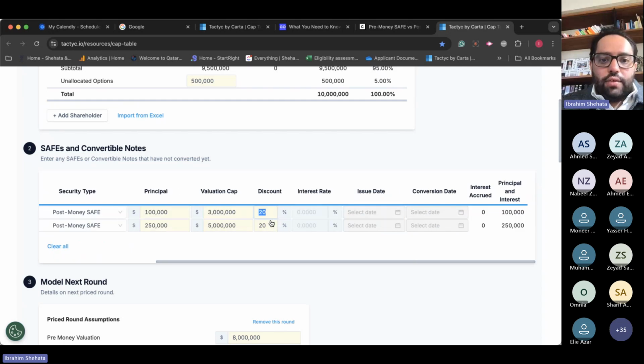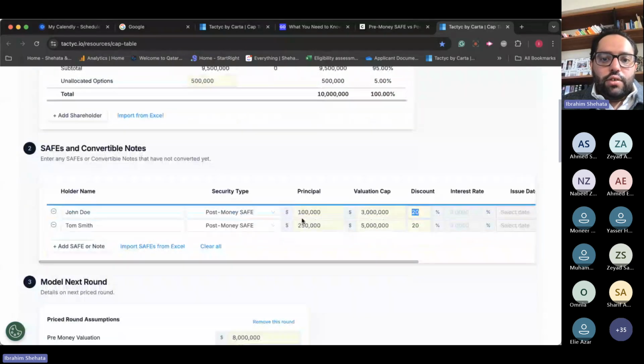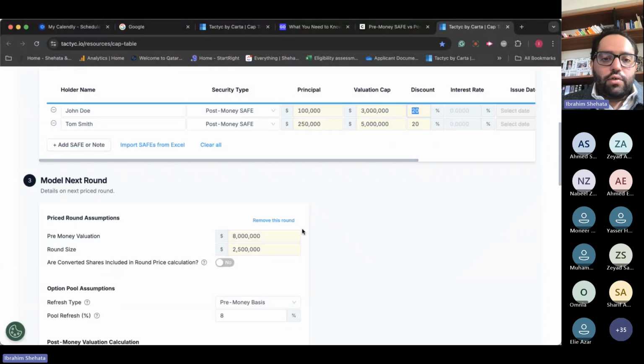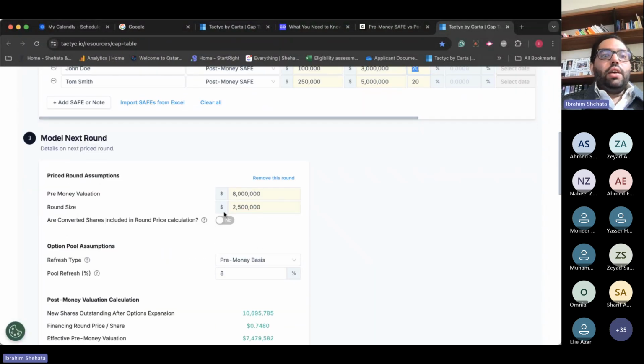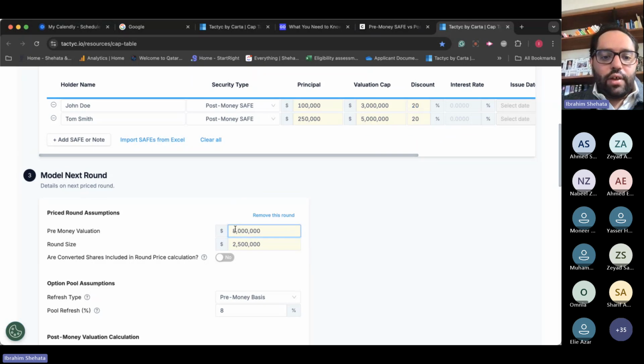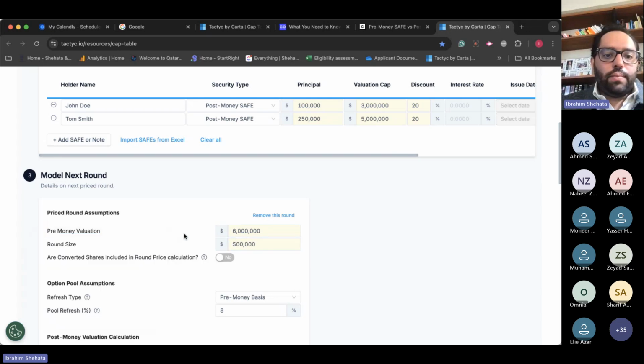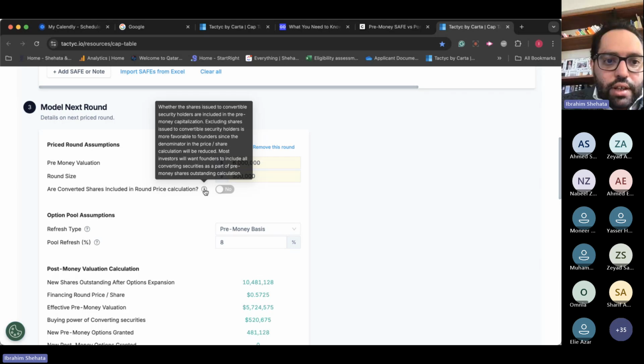So here, two post-money SAFEs, one for $100,000 and one for $25,000. Here's the next round. Let's say we are raising at a valuation of $6 million. That's the pre-money valuation, and we are raising $500,000.